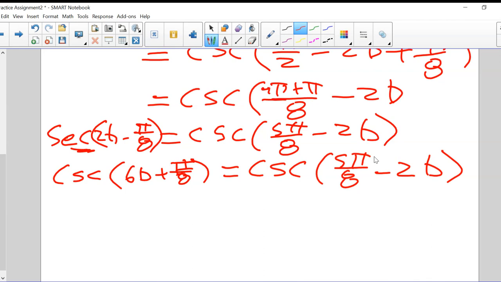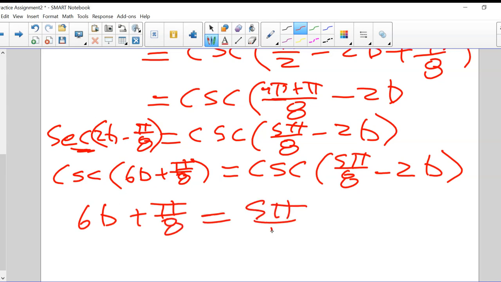So what do you think I'm going to do next? Let me go over to the class and ask what you think I'm going to do next. Jeremy, go ahead. Because they're both cosecants, correct. I couldn't do this before because one side was secant and one side was cosecant. But now that both are cosecant, I can say that 6b plus pi over 8 is equal to 5 pi over 8 minus 2b.